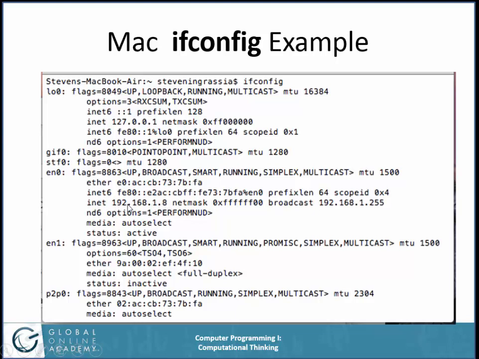Notice it starts with 192.168.1, just like the one on my Windows machine did, because I happen to be on the same local area network, but this one got assigned an 8. And my network mask, instead of writing it in decimal, was written as FFFFFF instead of 255, 255, 255.